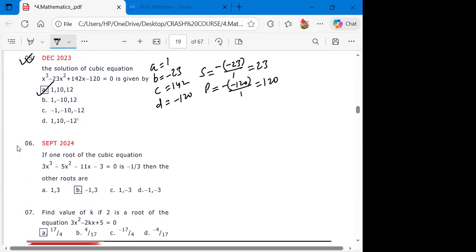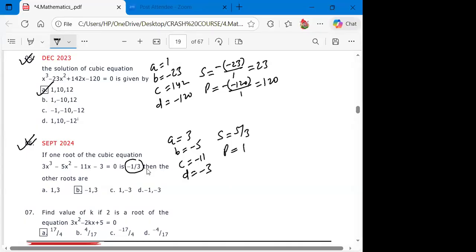See the sixth one. If one root of the cubic equation is minus 1/3, then the other roots are, listen to the board, once again tell me, A is how much? 3. Very good. B is how much? Minus 5. Perfect. C is how much? R. Very good. D is how much? Minus 3. Sum should be minus B by A, so it becomes 5 by 3. And the product will be minus D by A, so it becomes 1.